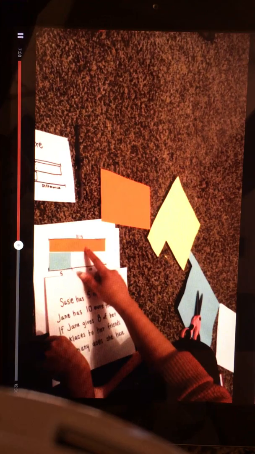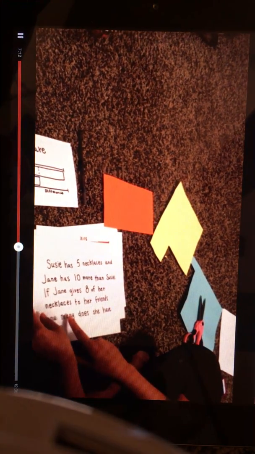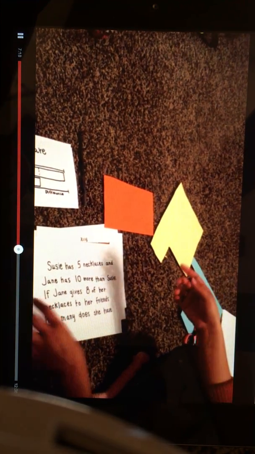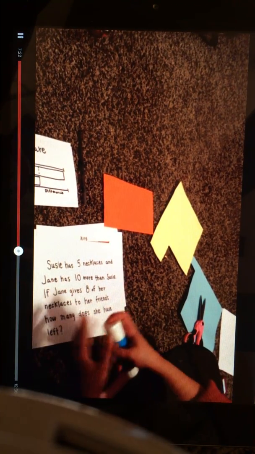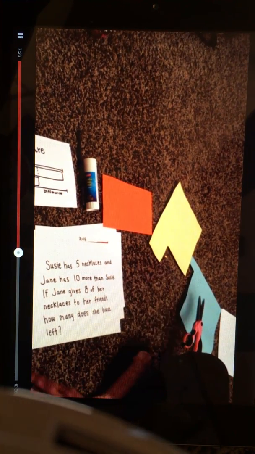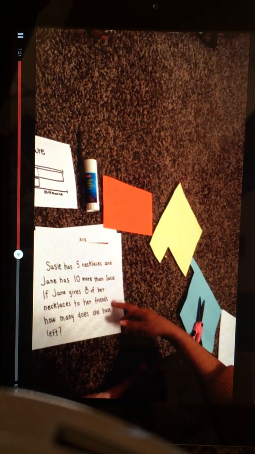So we now know that Jane starts off with 15 necklaces and then she gives 8 away. Well, we already figured out earlier that because she's giving necklaces away, there's an action happening. And we know if there's an action, it either has to be a join or separate problem type. She's not getting any necklaces, she's giving them away, so it must be a separate model or problem type.